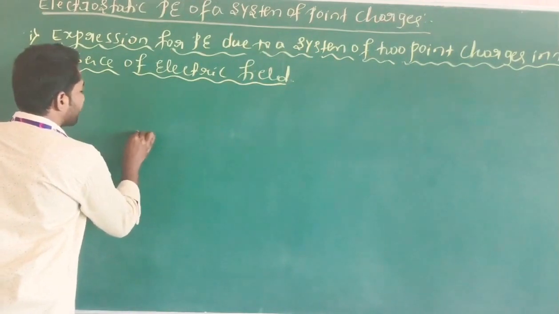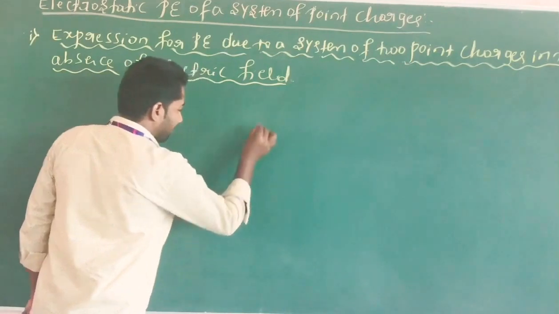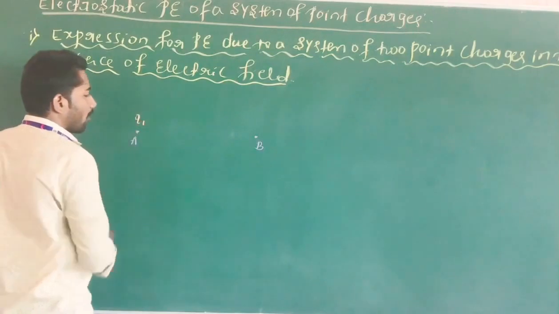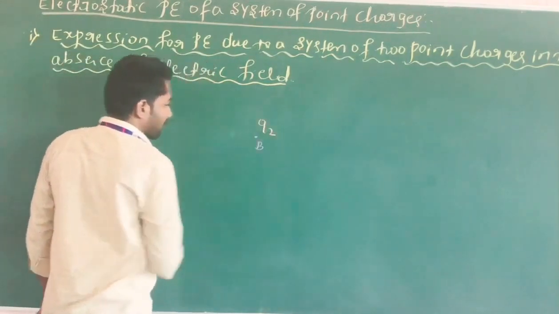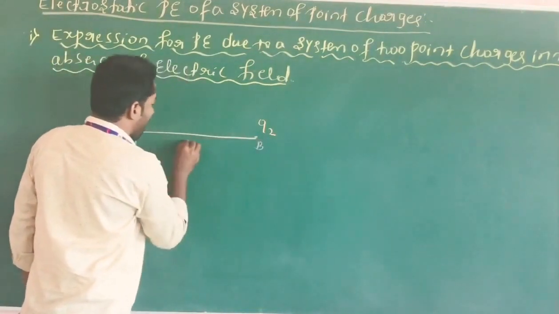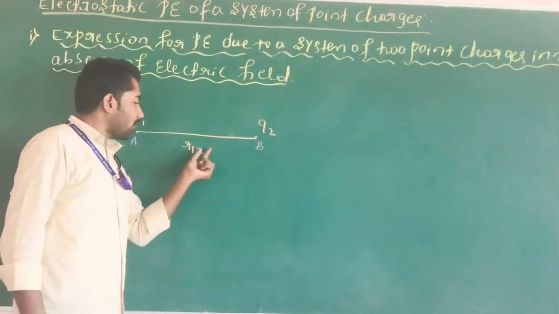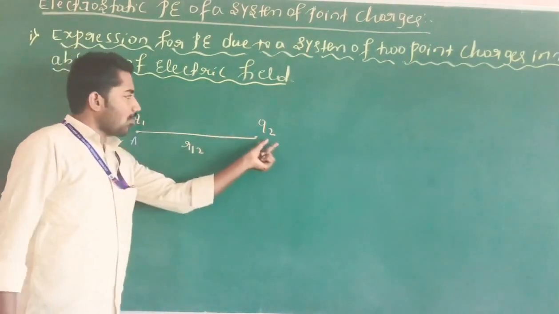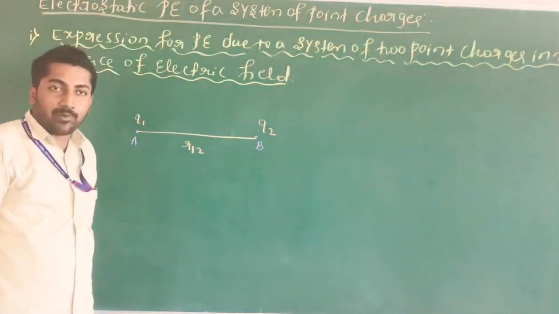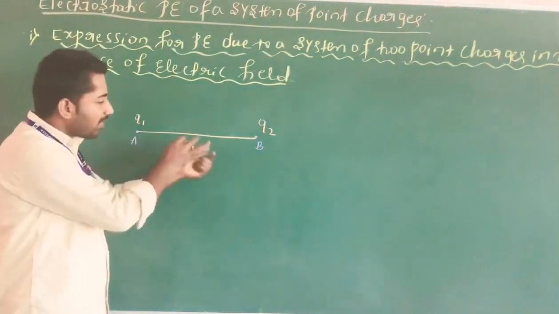Consider 2 point charges at points A and B. Point charge Q1 at point A and point charge Q2 at point B. The distance between these 2 point charges is R12, the distance between point charge 1 and point charge 2. There is no initial electric field at point A and at point B.